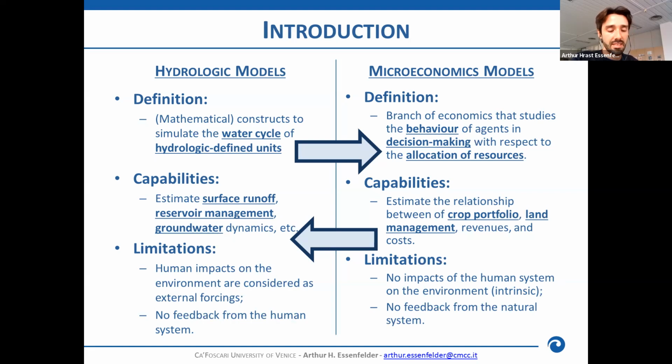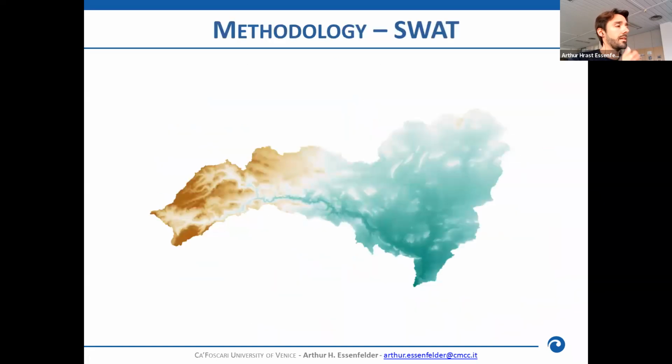And then the limitations are kind of similar to the hydrological models, but in a sort of inverted way. So basically, there are no impacts of the human system on the environment, so it's an intrinsic consideration. And also, there's no feedback from the natural system. So the connection that we're trying to make is basically to create this sort of feedback loop between the two different modules that we're considering.